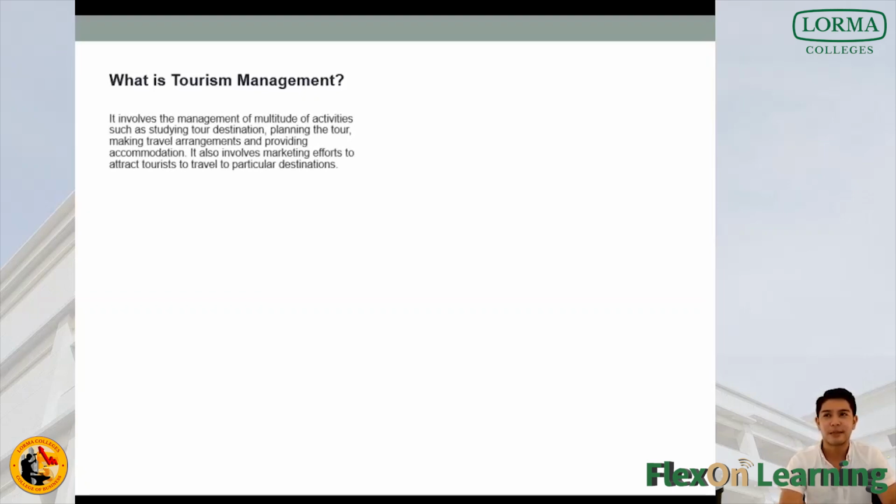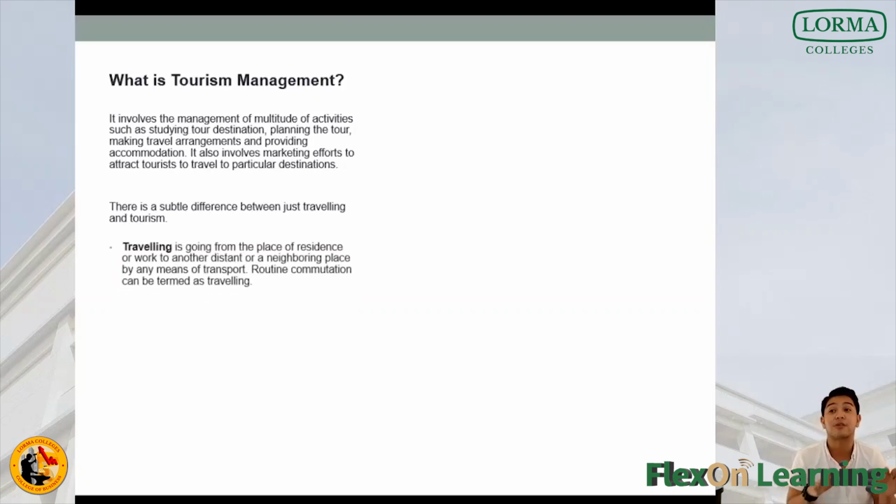What is tourism management? It involves the management of a multitude of activities such as studying the tour destination, planning the tour, making travel arrangements, and providing accommodation. It also involves marketing efforts to attract tourists to travel to particular destinations. There is a subtle difference between just traveling and tourism.